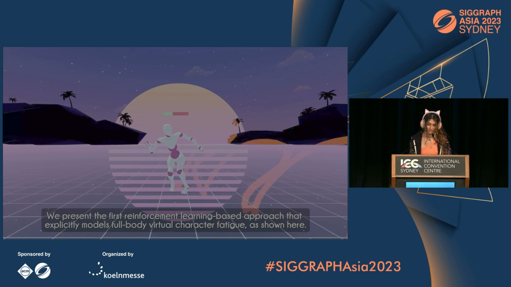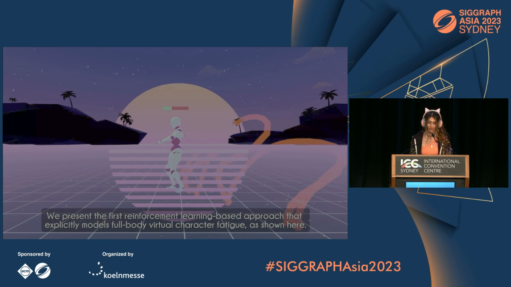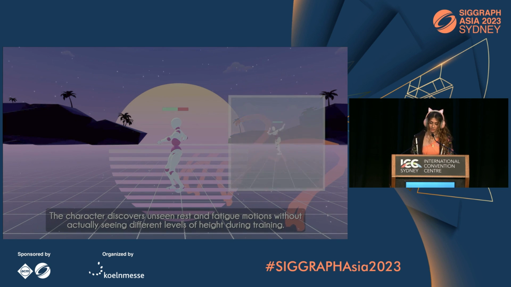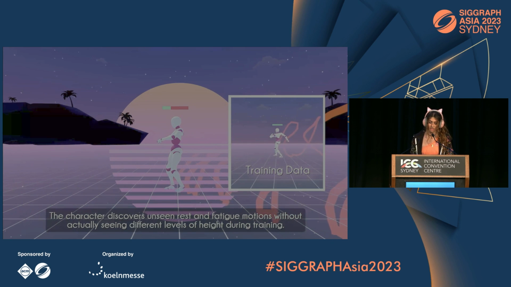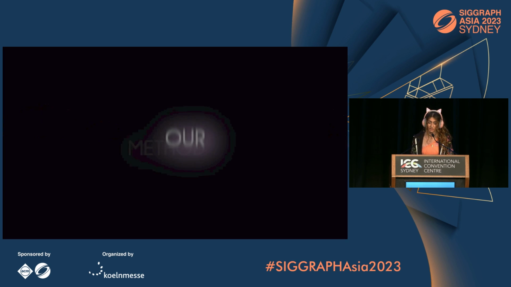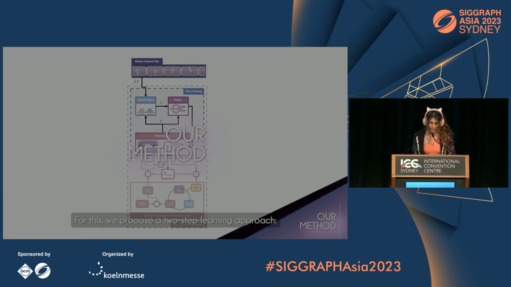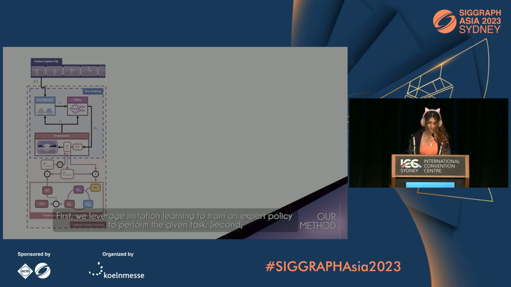We present the first reinforcement learning-based approach that explicitly models full-body visual character fatigue as shown here. The character discovers unseen rest and fatigued motions without actually seeing different levels of fatigue during training, nor requiring any muscle simulation. For this, we propose a two-step learning approach.